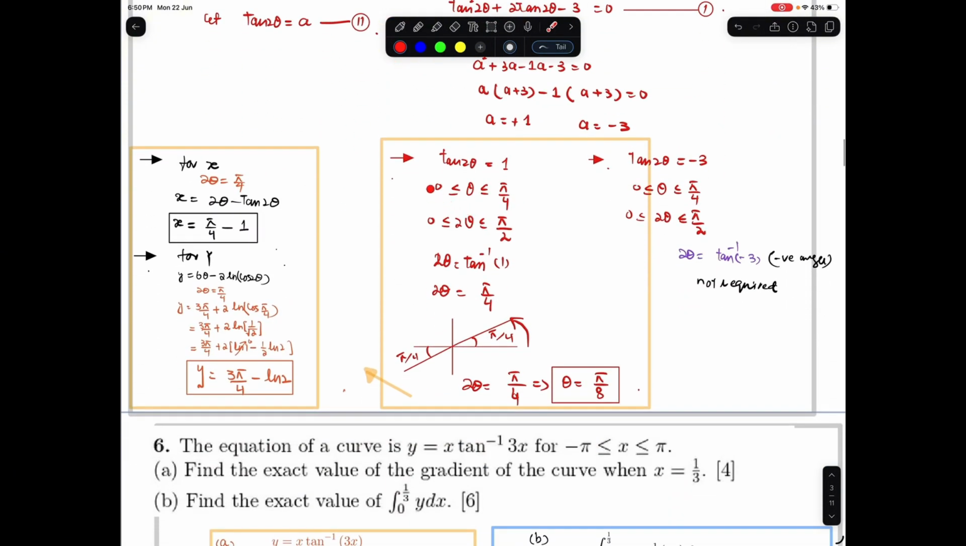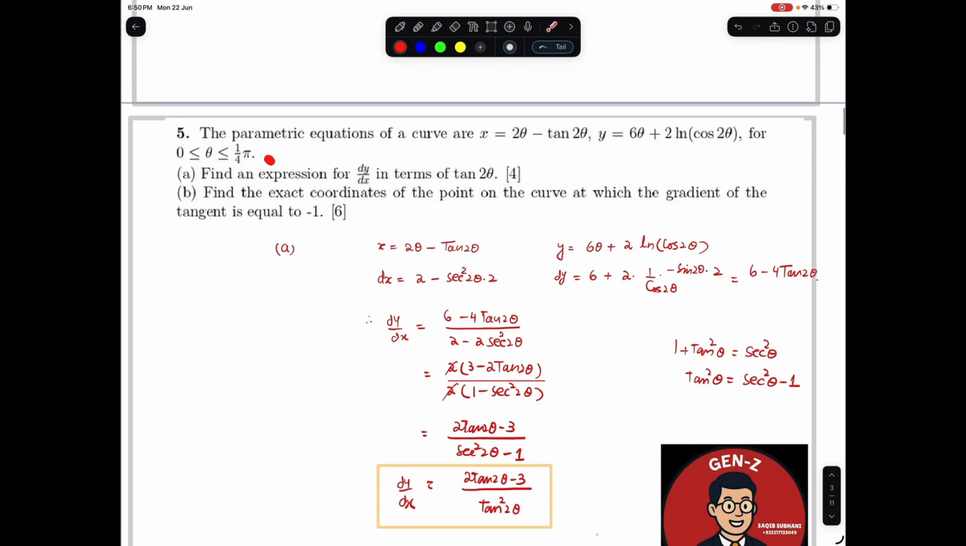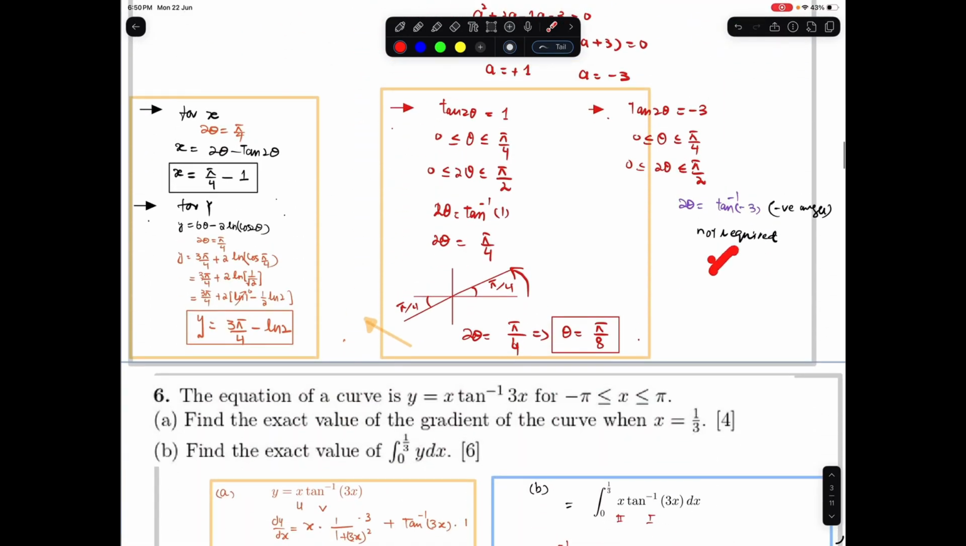Theta ranges from 0 to pi by 4, but we have 2 theta, so you have to rearrange its domain: 2 theta is from 0 to pi by 2. So tan 2 theta is equal to 1 gives 2 theta equal to tan inverse 1, that is pi by 4, and you will get theta equal to pi by 8. Okay? If we use the other value, you will get a value of theta out of the range 0 to pi by 4, so you will not take that value. So this is the value of theta.